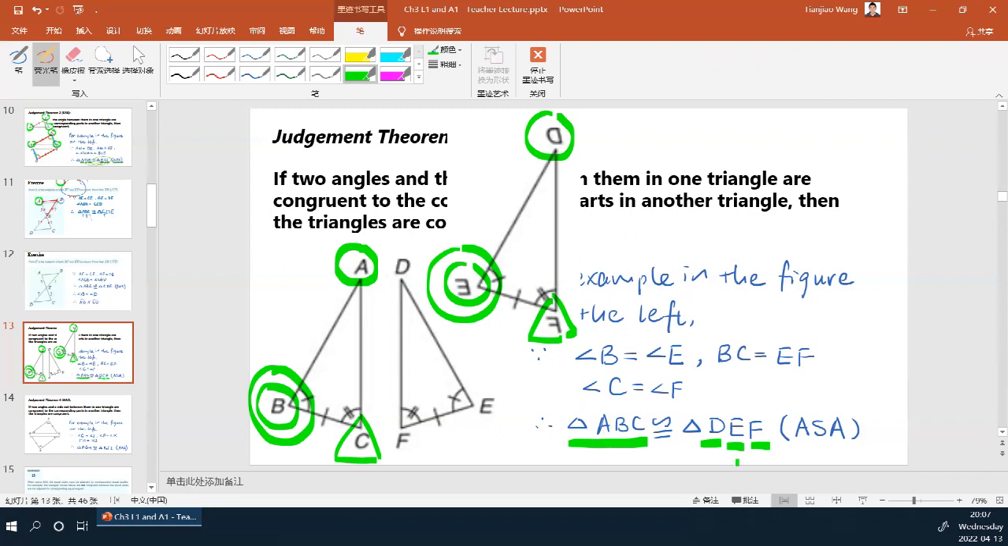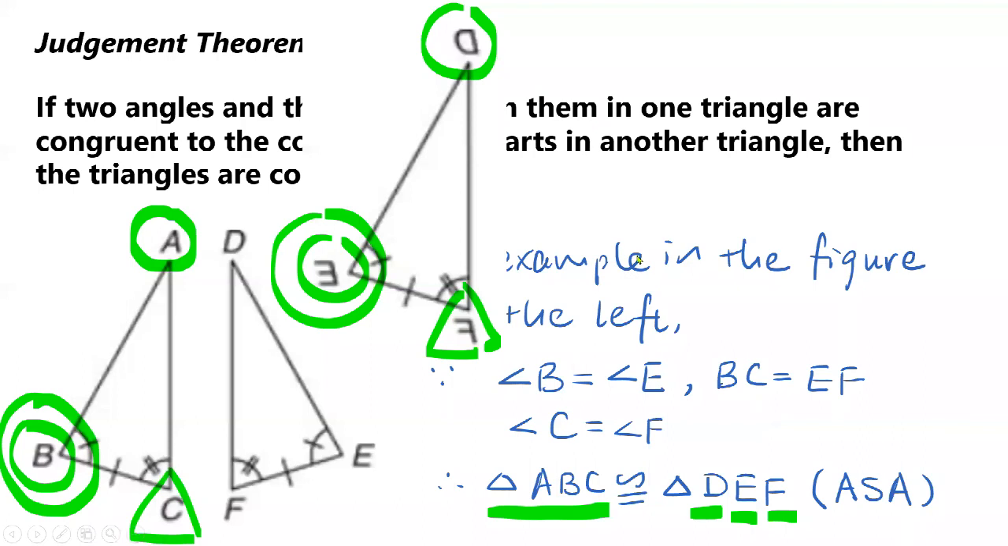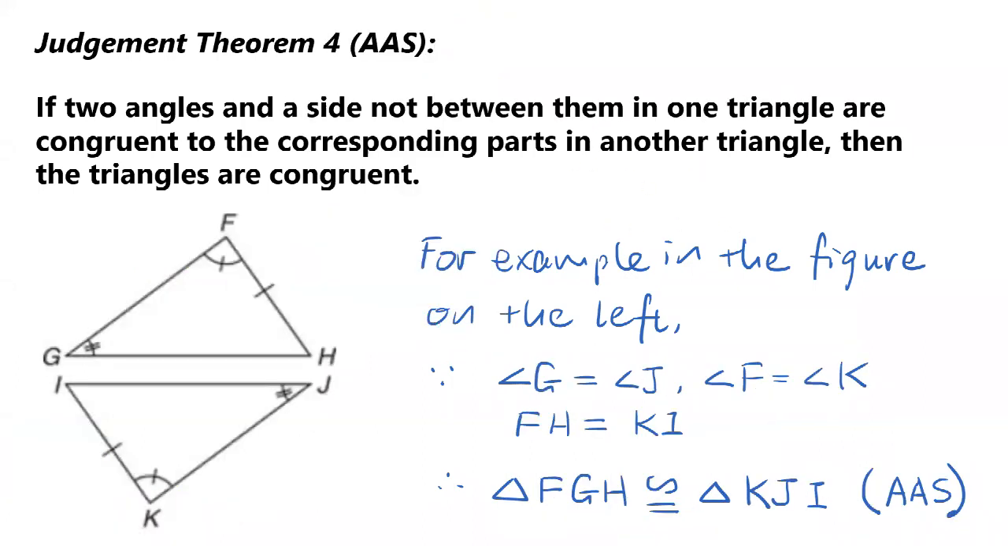Okay, then there is another Judgment theorem. Usually this theorem is very similar to ASA. So first, let's have a look at this theorem. If two angles and a side not between them in one triangle are congruent to the corresponding parts in another triangle, then the triangles are congruent.